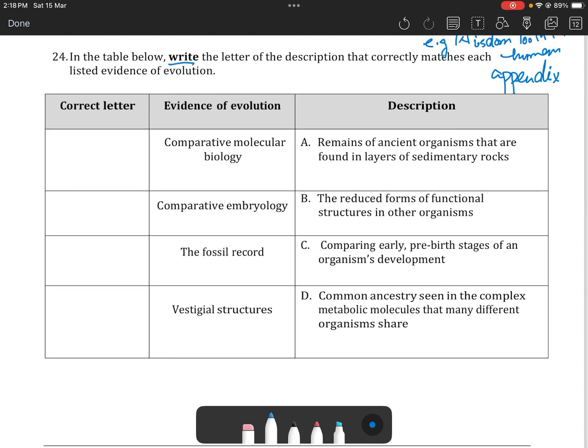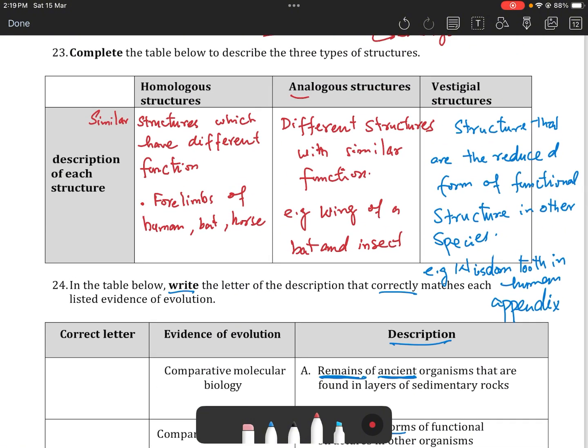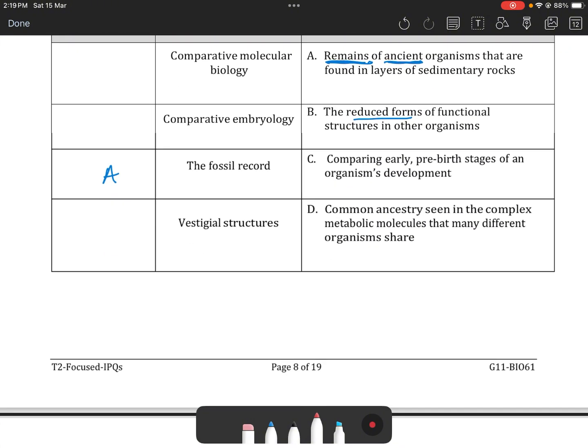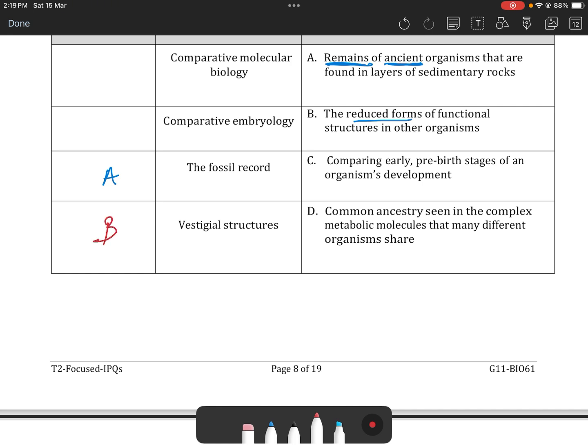In the table below, write the letter of the description that correctly matches with each listed. Okay, so we need to read the description and match it with the headings. Okay, remains, whenever you have remains, it's fossil, so it's A. The reduced form, we just said over here, reduced form, so it is vestigial structure, so it's B. I'm not reading all. See, when you learn the keywords, it's easy for you. Here, the early and the pre-birth stages, it means they are talking about the embryo.